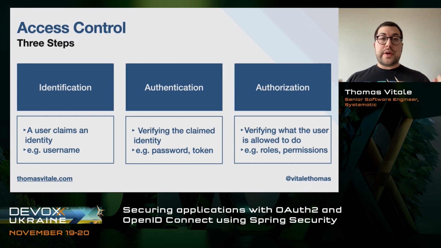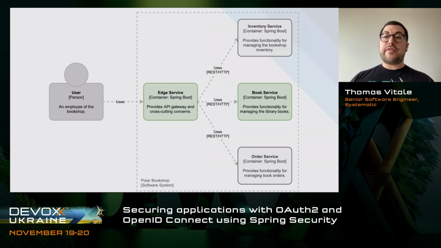We want to implement access control mechanisms in a distributed system. And in particular, the example we're going to look at today is an example of a bookshop system. So we have some users that access the system through an edge service, which is basically an API gateway. Through this gateway, we get access to several microservices dealing with different aspects of a bookshop system, for example, for managing books, for managing the inventory, and for managing orders.